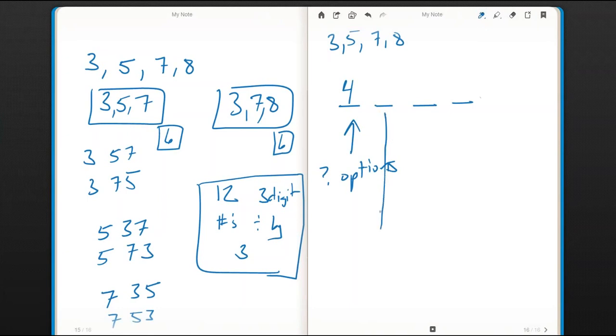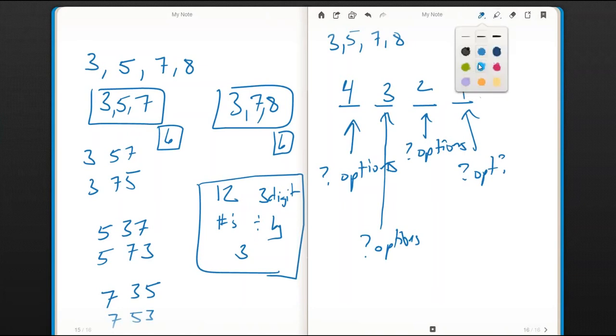Then we ask ourselves, how many options do I have for the second number spot? Well, now I only have 3 options, because one number is already taken. So let's say 3 went in first. I can only choose between 3 other numbers. The next spot, how many options do I have? Of course, there are 2 options. The last spot, how many options do I have? Of course, there's only 1 option.